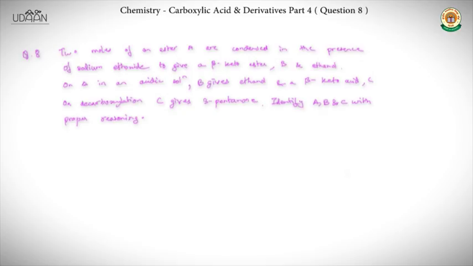We know that the reaction of 2 moles of an ester giving beta keto ester and alcohol in the presence of sodium ethoxide is known as Claisen condensation. That is, 2 moles of an ester when reacting give a beta keto ester and alcohol in the presence of EtONa; it is Claisen condensation.